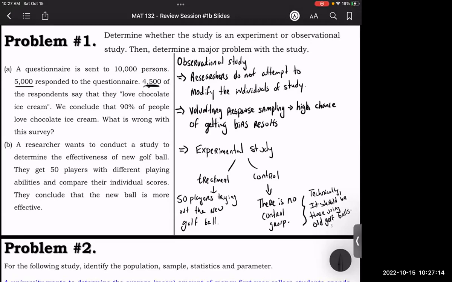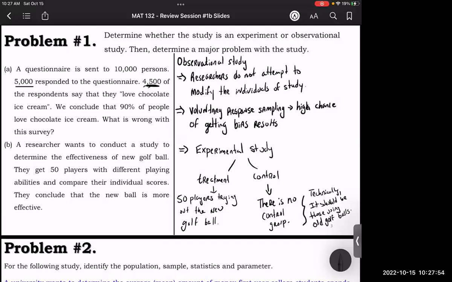And those are your solutions, right? 1A was observational. Again, in an observational study, the researchers do not attempt to modify the individuals of the study. And the major problem was that it was a voluntary response sampling, which results in a high chance of getting biased results. Part B was an experimental study, because we know that in an experimental study, the individuals are split into two groups. You have treatment and control. Researchers are applying a treatment to some individuals. The remaining individuals are in that control group.